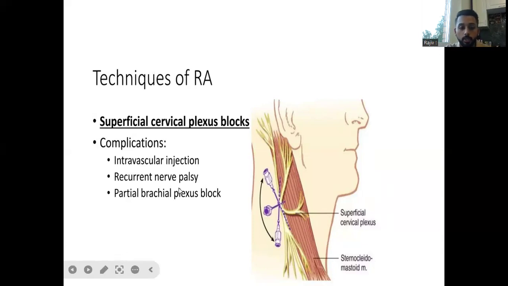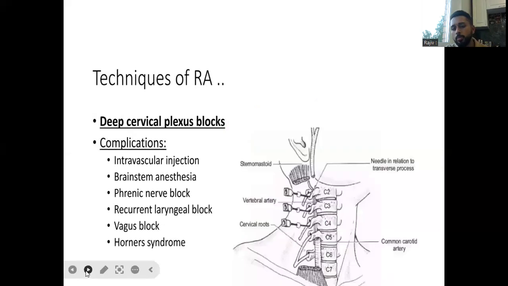So complications for this can be intravascular injection, recurrent nerve palsy, partial brachial plexus block. And also sometimes the patient complains, I can't feel my teeth, I can't feel my tongue, but that is normal. It comes back after 3 to 4 hours.